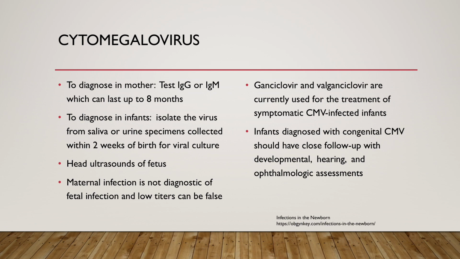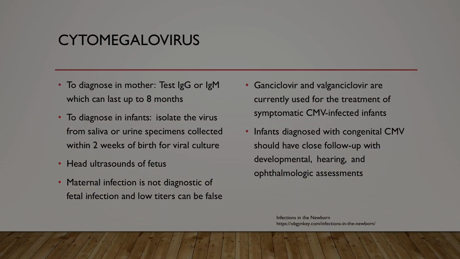To monitor for congenital CMV during pregnancy, head ultrasounds of the fetus can be done at regular intervals. Maternal infection is not diagnostic of fetal infection, and even a mother with low titers can still have a child with congenital CMV. Ganciclovir and valganciclovir are the 2 antivirals that are currently used for the treatment of symptomatic CMV-infected infants. Infants diagnosed with congenital CMV should continue to have close follow-up with developmental, hearing, and ophthalmologic assessments.